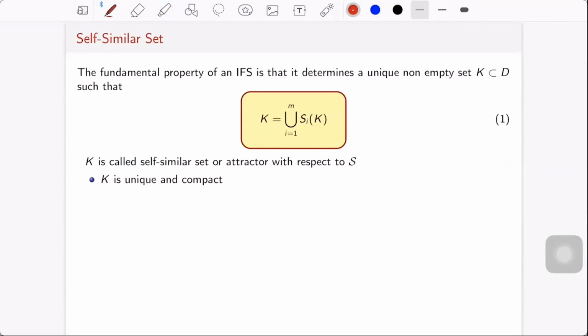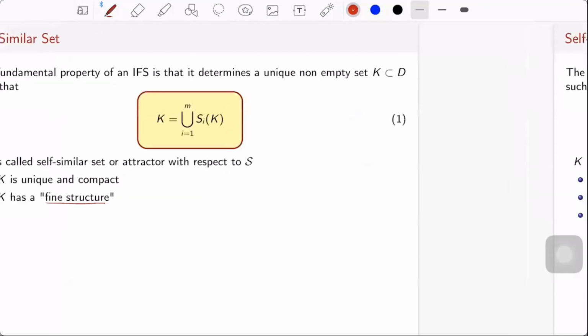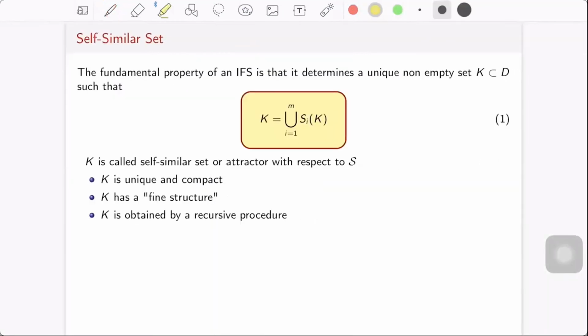Let us see some properties of self-similar sets. A self-similar set is unique and compact, and this was proved by John E. Hutchinson. These self-similar sets have a fine structure, which means that it contains details at arbitrarily small scales. Next, K is obtained by a recursive procedure. Now let us understand what this means.